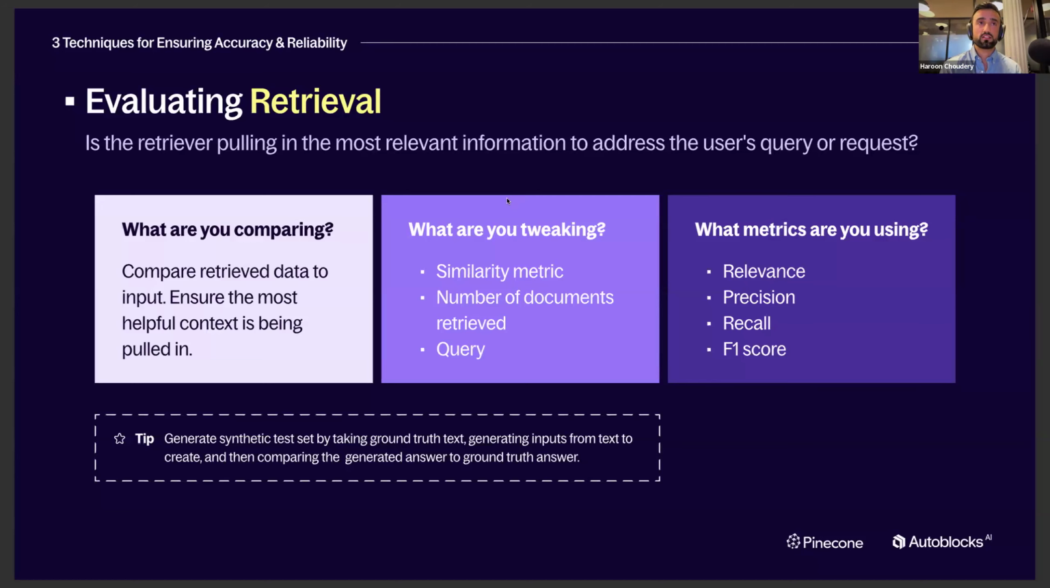Autoblocks integrates with your CI provider so that you're always running the tests through your code base and through your actual pipeline to ensure the tests are an accurate representation of your app.